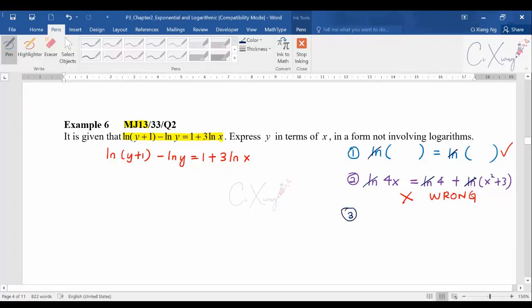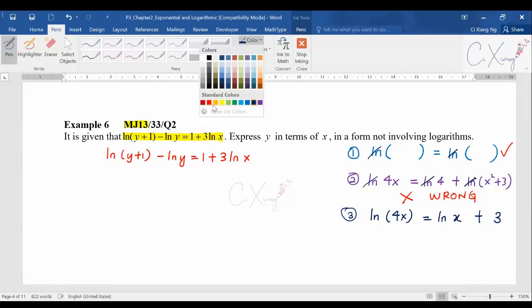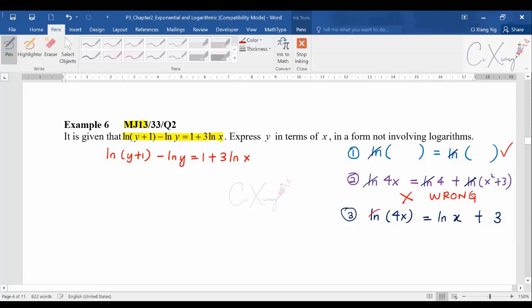Maybe one more example. Can anyone tell me whether I can cancel this or not? ln 4x equals ln x, then plus 3. The plus 3 is outside the ln, not inside the ln. So can I cancel off this and this, without bothering about the 3 or not? Can I just cancel the 2 ln like this? Cannot. It is wrong also.